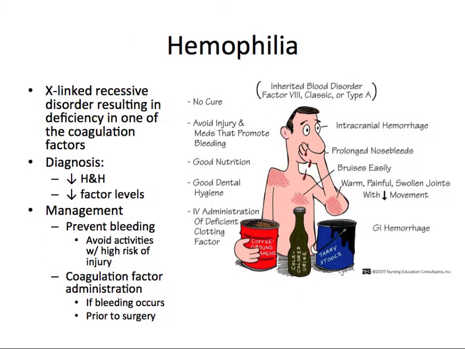Hemophilia is an X-linked recessive disorder resulting in deficiency in one of the coagulation factors. It's diagnosed by a decreased H&H and decreased factor levels. This condition is manifested by intracranial hemorrhage, prolonged nosebleeds, easy bruising, and warm, painful, or swollen joints with decreased range of motion. You may also see GI hemorrhage. There's no known cure for hemophilia. It's important to avoid injury and medications that promote bleeding, encourage good nutrition and dental hygiene, and these patients may need IV administration of deficient clotting factors.